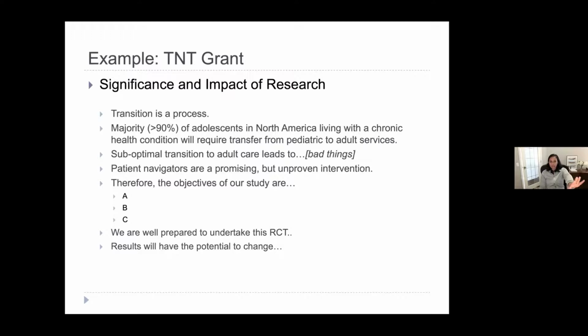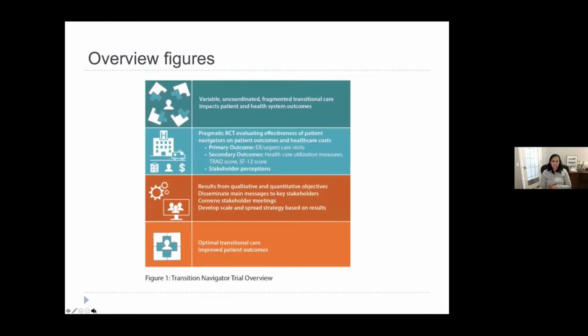So if you write a logical framework like this, and then you flesh out each paragraph, one idea, one paragraph, you're going to have a compelling introduction. This takes time. Okay. So that's the whole introduction.